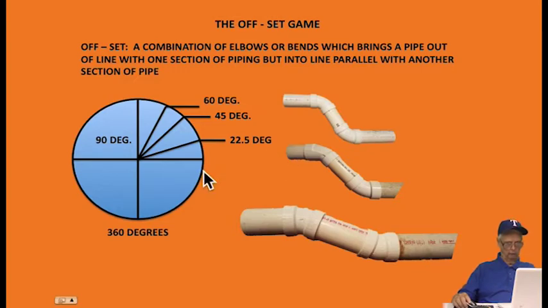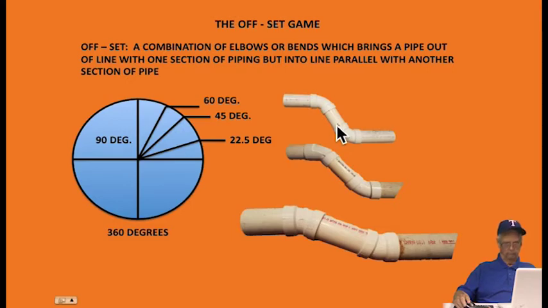Now, to get a little bit of an idea about offsets, we could take a circle. It has 360 degrees. If we come from here to here, we have a 90. So this would be a 90-degree elbow right in here. Now, if we come from this angle right here, that would be a 45. There it is right there. And if we come a little sharper, we'll have a 60. And that 60 will be right here. Look at the difference between the 45 and the 60.